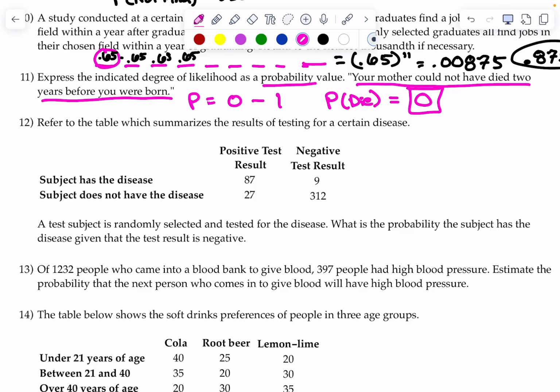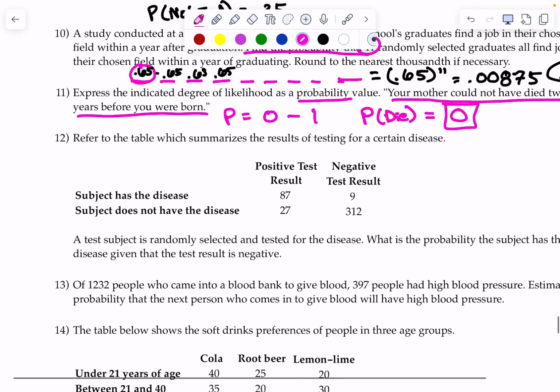Can we keep going? I'm just saying. So, excluding those rare things that happen, the probability of her dying before you were born is 0. Okay, because 0 is the probability. All right, here we go.